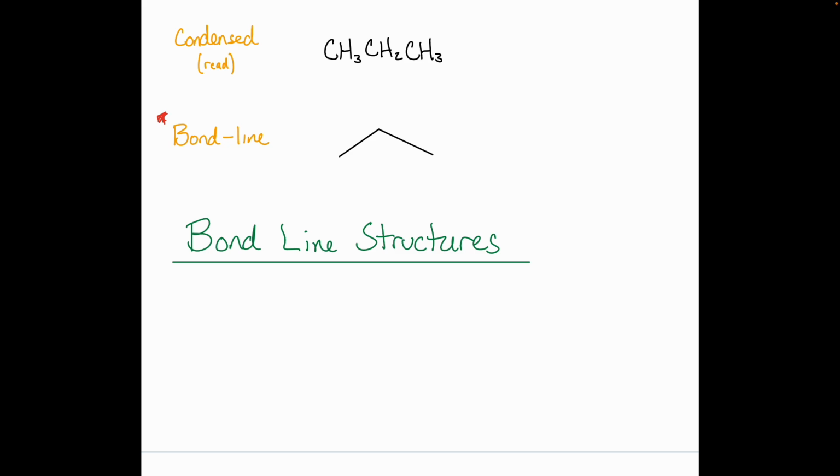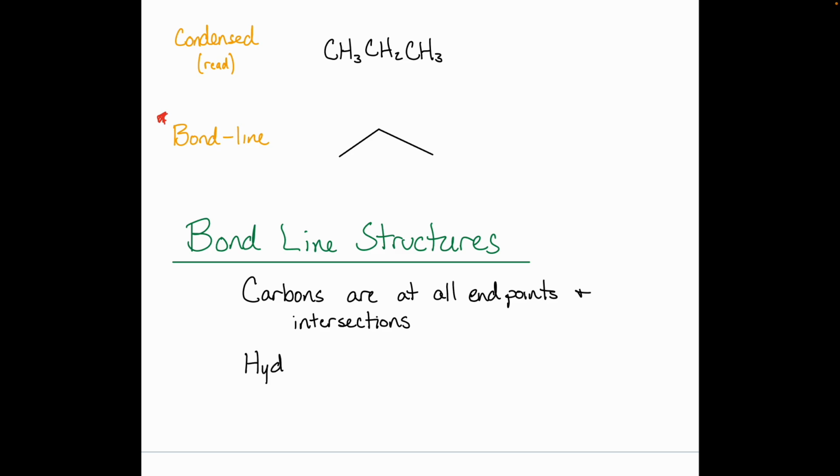In a bond line structure, the two elements that are always present in an organic chemical, carbon and hydrogen, are implicit. They're just implied in that structure. They're not explicitly represented. Okay? So carbons are at all endpoints and intersections. So in my zigzaggy line, anytime I hit an endpoint or an intersection of two lines, there's a carbon atom.